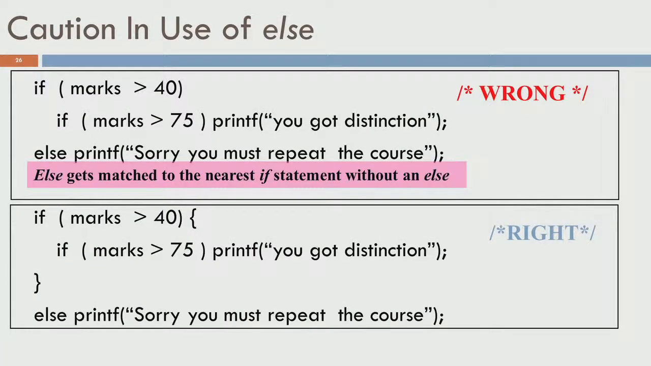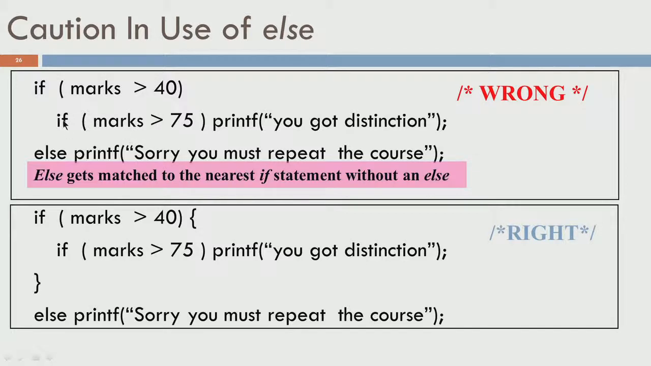You should be a bit cautious about the use of the else clause. So, let us say I did this: if marks is greater than 40 and within that if true condition I have if marks is greater than 75, printf you got distinction, else printf sorry you repeat the course. Let us say this is what we have. So, what we really want to do is if somebody got less than 40, we want to tell them that they have to repeat the course, but let us see what happens here.